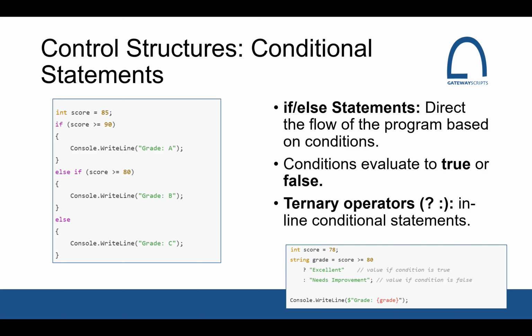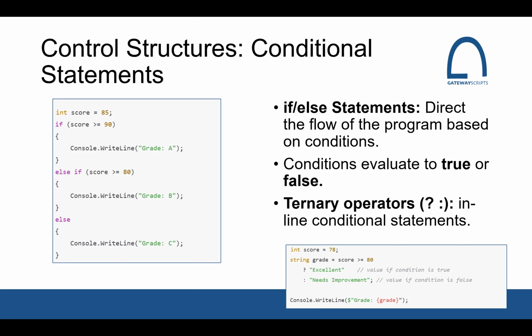So here, if the first condition is not true, it will then look down to the else if and check the additional condition, which is the score is greater than or equal to 80. At the very end, you can use the else keyword. The else keyword is there in case none of the other conditions are satisfied and you still want to return some value to the user. So here we're writing to the console the grade C if the score is not greater than or equal to 90 and also not greater than or equal to 80. So anything less than 80 will return a grade of C.